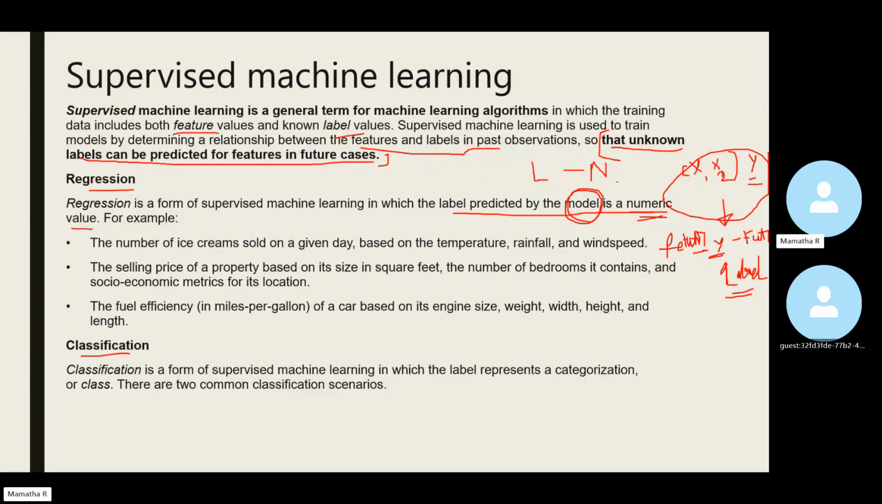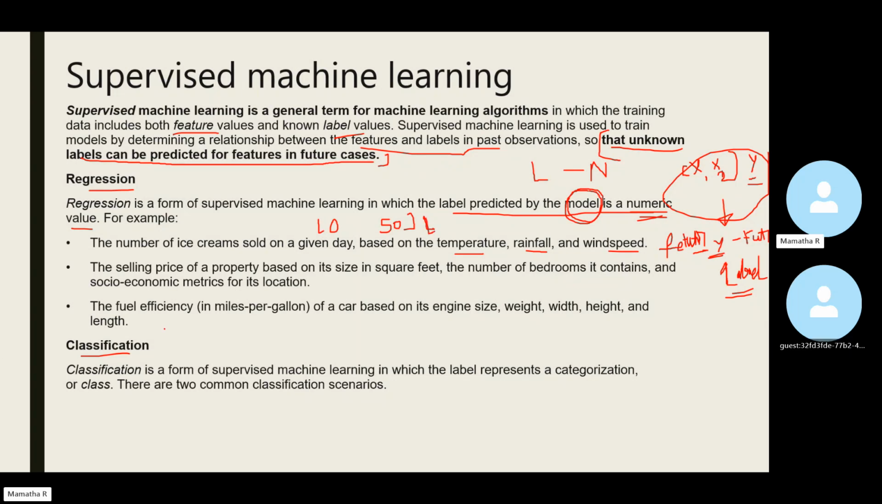If we take the example of ice cream sold in a given day, it will give me 10 ice creams or 50 ice creams. In that way, it gives me numeric values for a given day, based on various parameters. These are the features, and based on the known labels it gives me the unknown label.